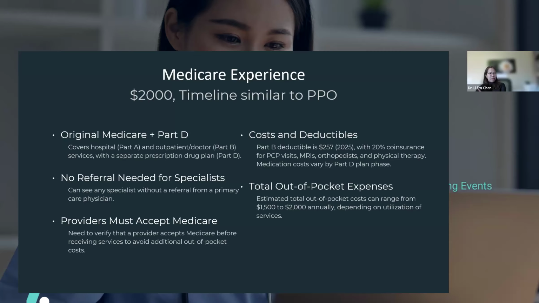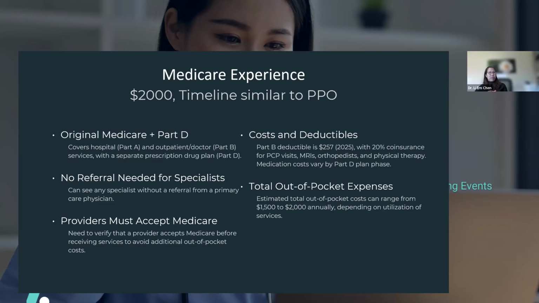Now, Medicare, the timeline is similar to a PPO, unless you live in an area where there are not very many Medicare providers. So not every doctor takes Medicare insurance, right? And one of the reasons for that is Medicare reimbursement rates are different from commercial reimbursement rates. And so there are fewer doctors, or I would just say not everyone in any given community will take Medicare insurance. And so that may limit how quickly someone can get in.